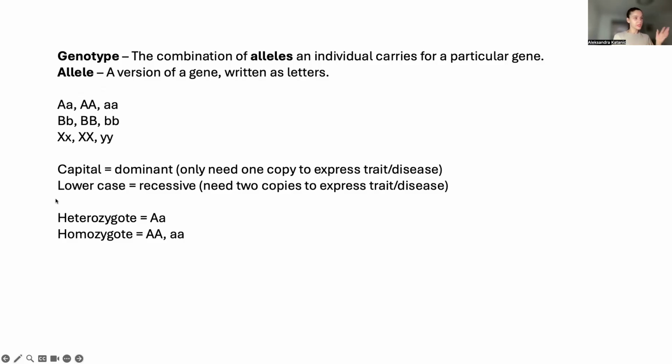And what I was just talking about, we term heterozygote and homozygote. So if an individual looks like this, it's got one dominant and one recessive, therefore hetero, two types. If they've got two dominant ones or two recessive alleles, then homozygote, meaning same. Okay.